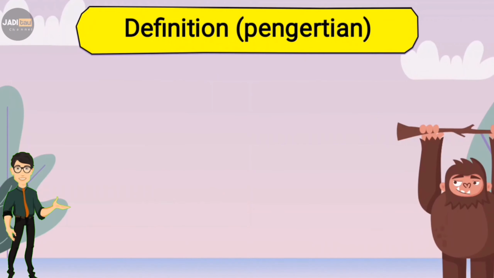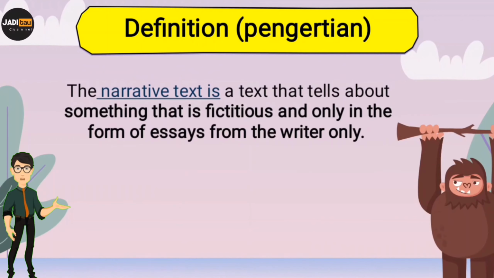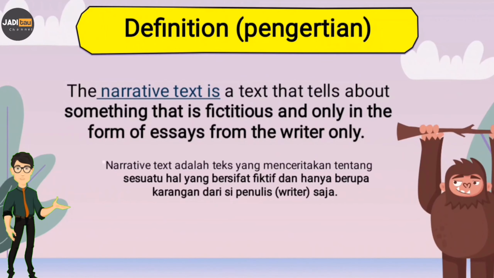Definition. Pengertian. The narrative text is a text that tells about something that is fictitious and only in the form of essays from the writer only. Pengertian dari teks naratif adalah teks yang menceritakan tentang sesuatu hal yang bersifat fiktif dan hanya berupa karangan dari si penulis.